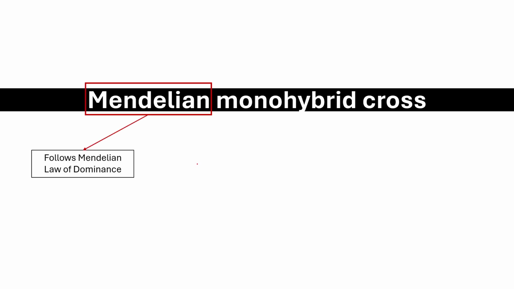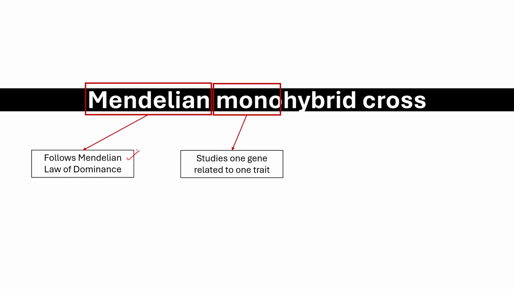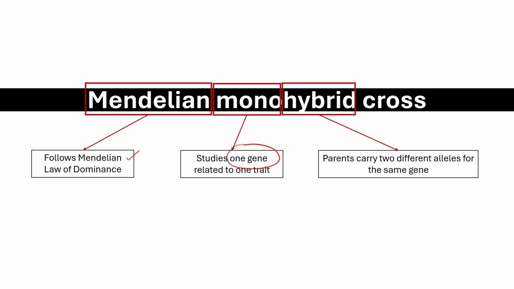So what did we learn in the Mendelian monohybrid cross? It's called a Mendelian cross because it follows the Mendelian rules of dominance and segregation of characters. It's a monohybrid cross because we are only looking at one character at a time. And it's a hybrid because you had two forms of alleles. You were dealing with G and g.